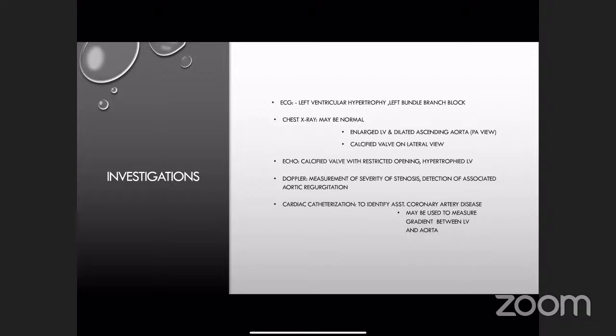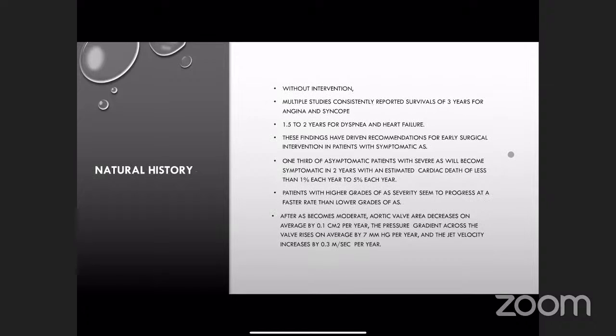Cardiac catheterization to identify coexisting coronary artery disease may be used to measure the gradient between the left ventricle and the aorta. Natural history without intervention: multiple studies consistently reported survival of about 3 years for angina and syncope, and 1.5 to 2 years for dyspnea and heart failure. These findings have driven the recommendation for early surgical intervention in patients with symptomatic AS.